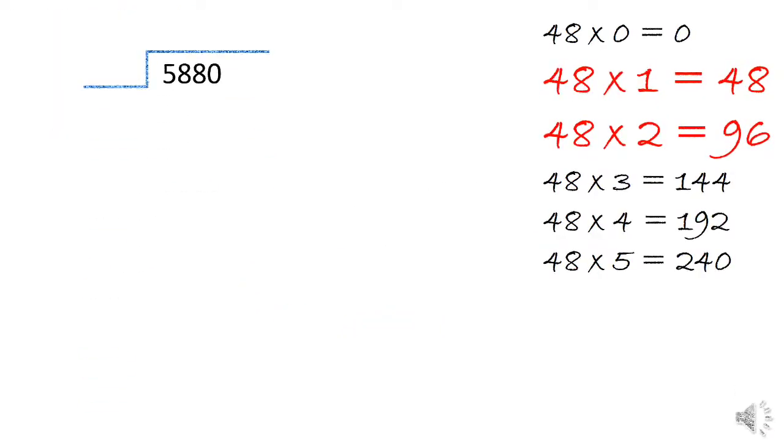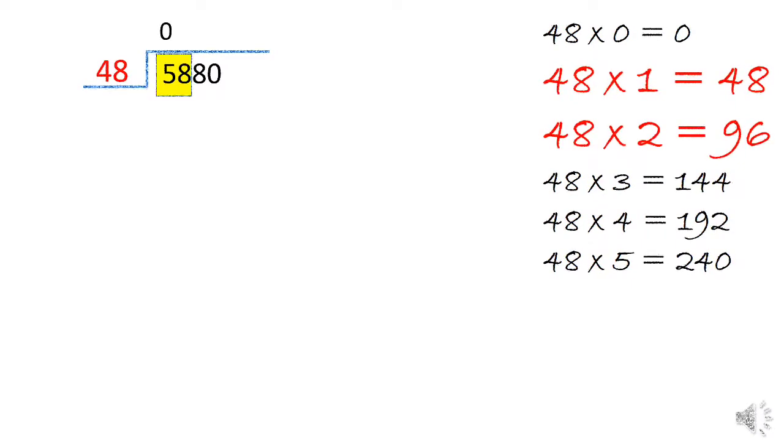Here, the dividend is 5,880 and the divisor is 48. As the divisor is 48, we will write 48's table. Now consider the first digit at the thousands place in the dividend. It is 5. Now 5 is smaller than 48. So what we should do? We should write 0 at the quotient place. Now consider the digits at the hundreds and thousands place in the dividend. It is 58. 58 is greater than 48.